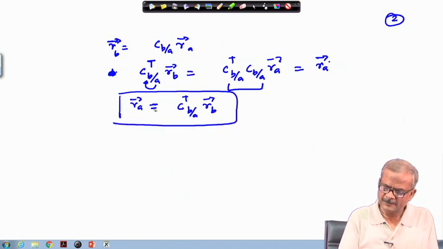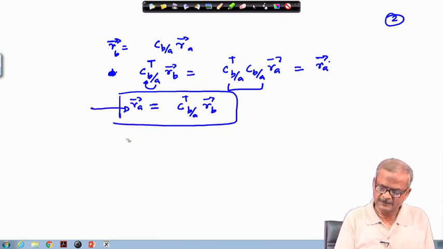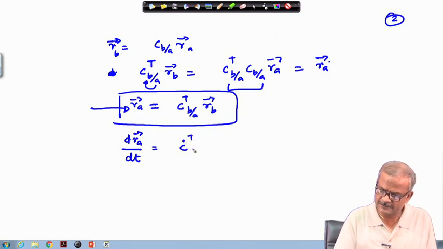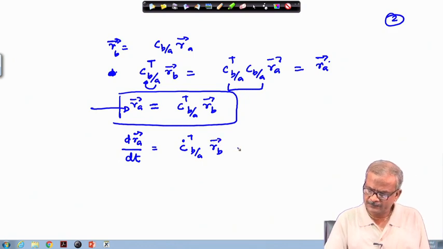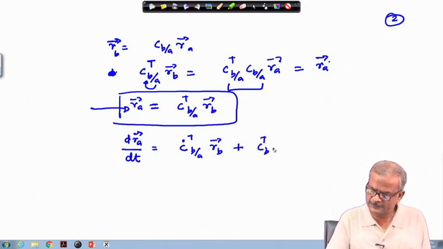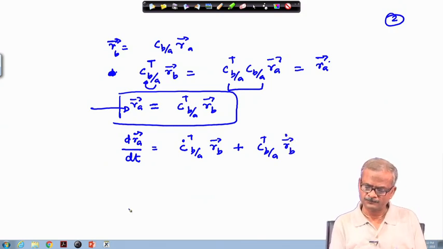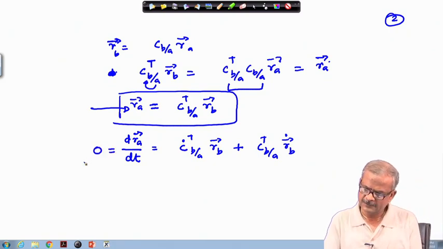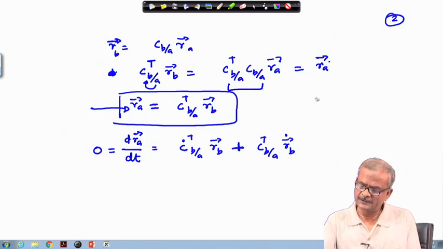Now, we assume that this vector is fixed in the A frame, and therefore, if I take the derivative of this vector, okay. So, we have to write the derivative of this also, C dot transpose B slash A on the right hand side, plus C transpose, because this is fixed in the A frame. So, we set it to 0. On the right hand side you have R dot B.